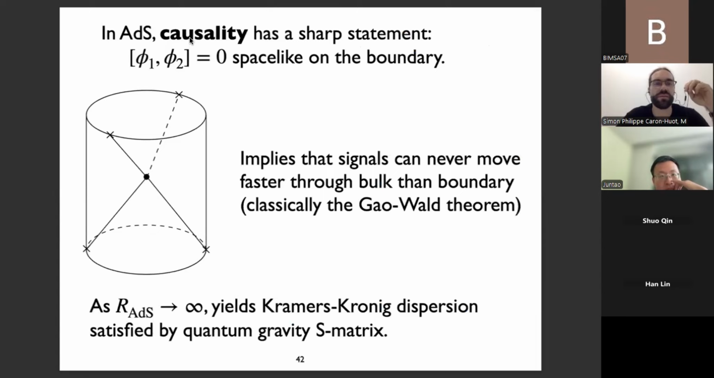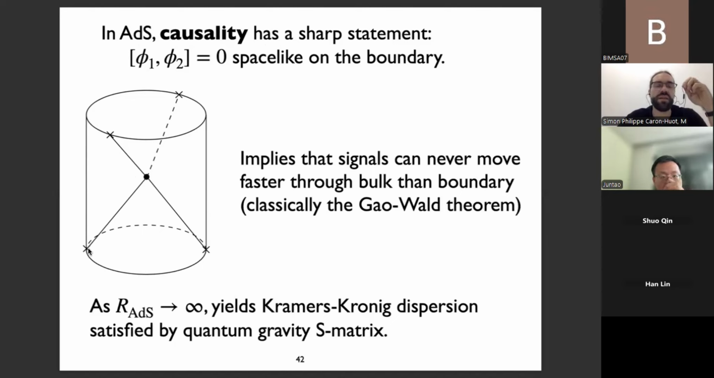Corrections have to be small. And maybe this is my last slide. So the way this works at the end of the day is that in AdS space, causality is a very sharp statement, and we use that on the boundary. So this is again the depiction of the AdS-CFT correspondence. The CFT lives at the boundary, the AdS in the middle.